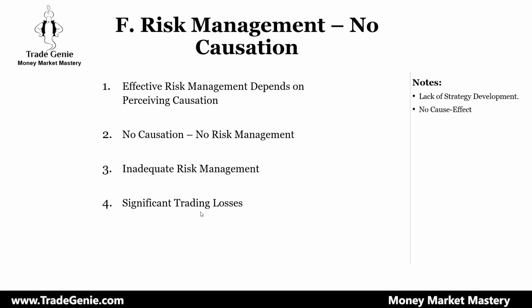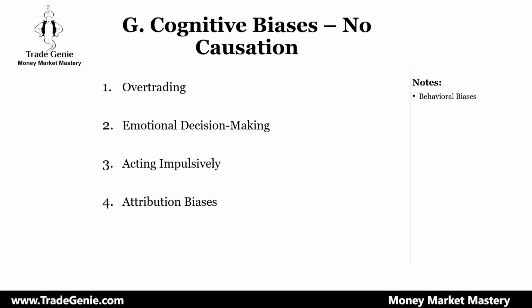So this kind of trader is experiencing significant trading losses because he doesn't believe in cause and effect. He doesn't have any trading strategy. Cognitive biases. So this is a big topic. There are so many biases: availability bias, desirability bias, and attribution biases. All these biases the trader is bringing without understanding that there is a cause and effect. So he's over trading.